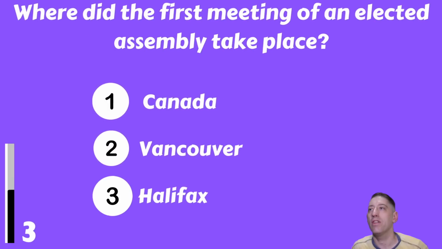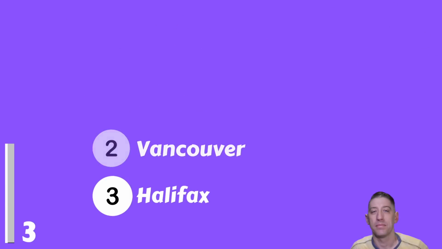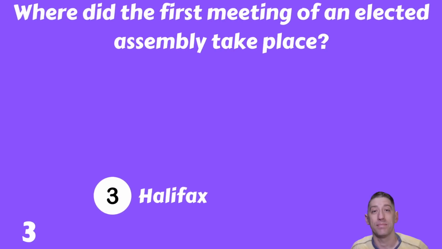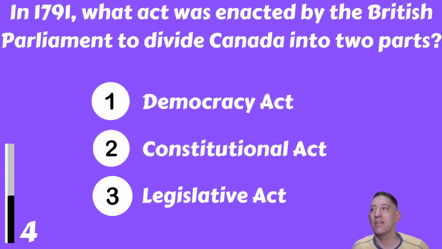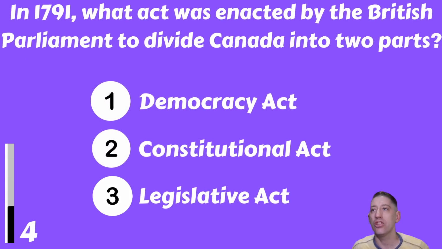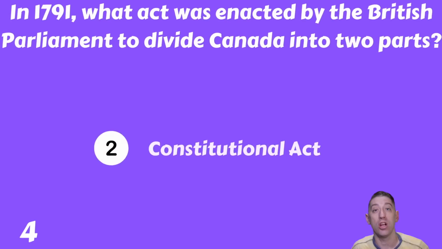Where did the first meeting of an elected assembly take place? Canada, Vancouver, Halifax? Halifax. In 1791, what act was enacted by the British Parliament to divide Canada into two parts? Democracy Act, Constitutional Act, or Legislative Act? Constitutional Act.